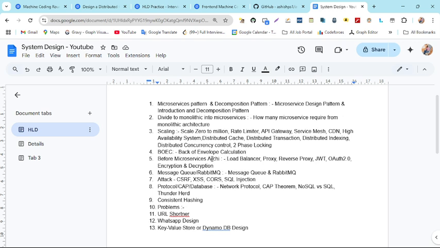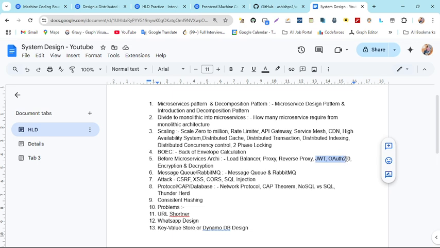Then we will discuss the load balancer in part 5: how we can design a load balancer and the different algorithms of load balancers. Then we will discuss the reverse proxy and proxy, where we can use them, what the differences are, and what a firewall or a VPN is.